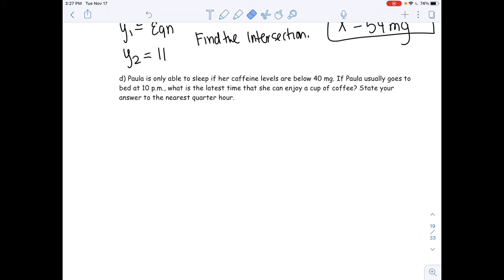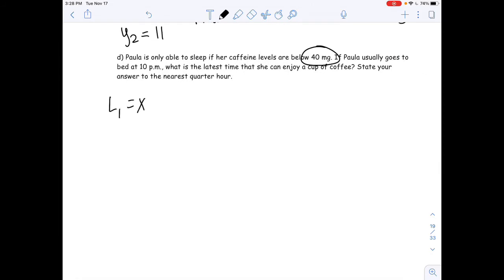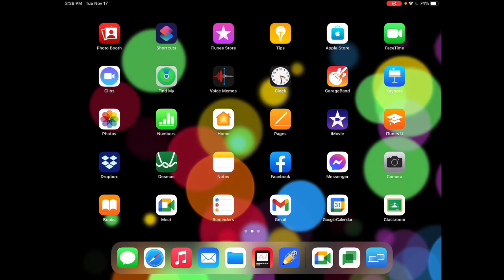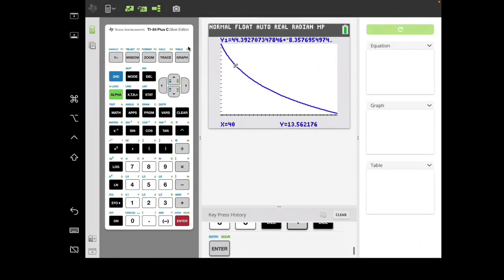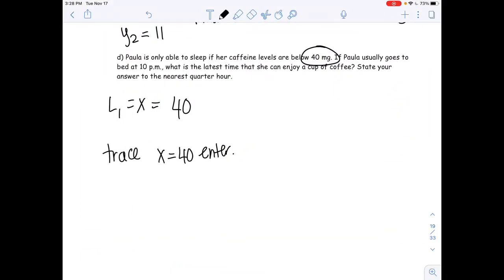Okay, so question number D. Paula is only able to sleep when her caffeine levels are below 40 milligrams. So this, right here, guys, is your caffeine level. And we know that caffeine level corresponds to L1. L1 is equal to X, so X is 40. So what we're going to do is press trace in our calculators, X equals 40, and then press enter. Everybody should be pressing trace, 40, and then press enter. You should be getting 13.56 hours.